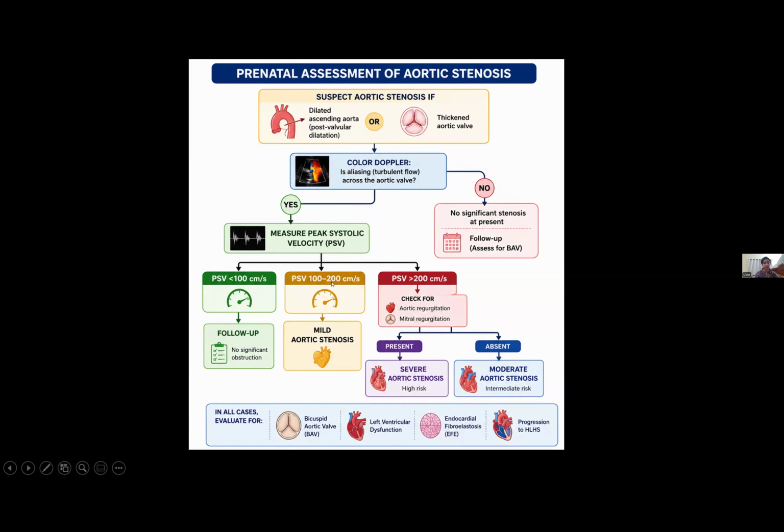If it is less than 100 cm per second, it suggests no significant obstruction. If it is between 100 and 200 cm per second, that is consistent with mild aortic stenosis. If it is more than 200 cm per second, we have to check for aortic and mitral regurgitation, and if it is present, that identifies severe disease.